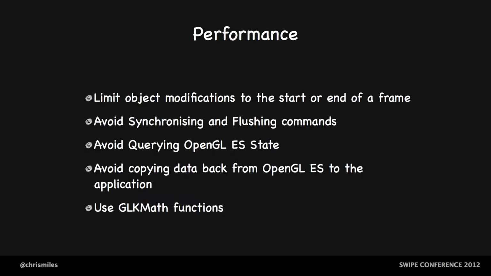That's where they get a lot of their performance with very little power draw. If you're causing that pipeline to be stalled, so it's having to flush through part of the drawing, then flush through another part, you're actually causing a lot of overhead there. So these couple of tips, including avoiding synchronizing and flushing commands, which will flush out the pipeline, and also things like querying the OpenGL ES state or asking OpenGL to bring back data from the buffers. All these things cause the pipeline stalls, which will slow things down.